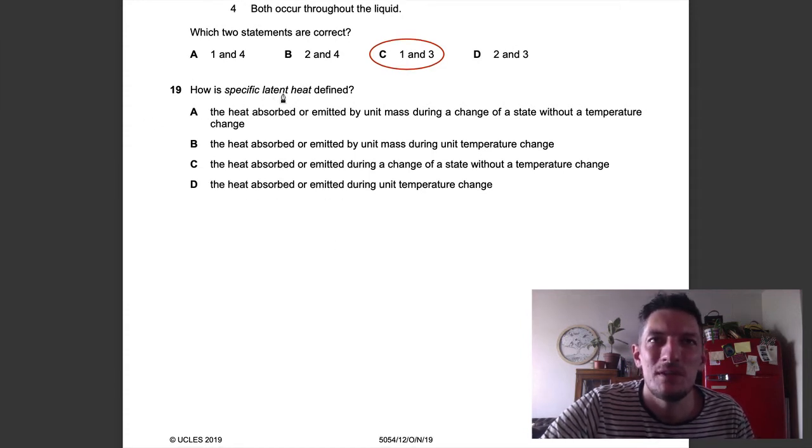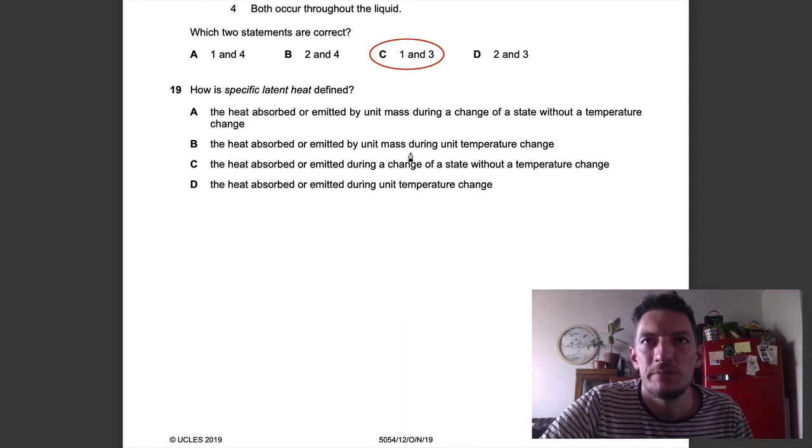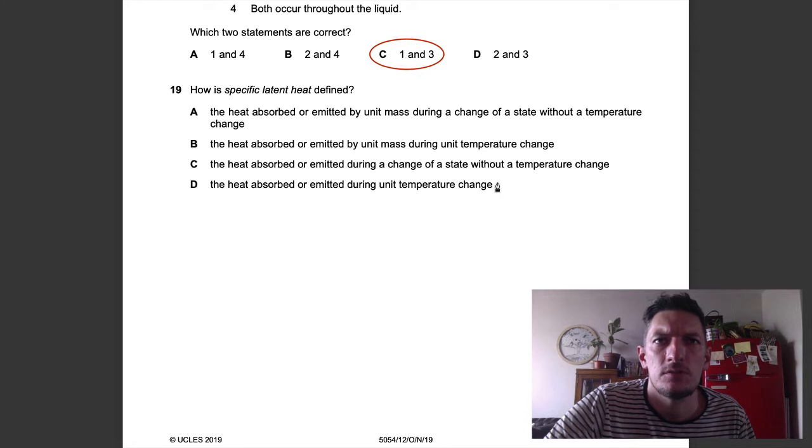How is specific latent heat defined? Let's read through them. The heat absorbed or emitted by a unit of mass during a change of state without a temperature change. The heat absorbed or emitted by a unit mass during temperature change. The heat absorbed or emitted during a change of state without a temperature change, but not per unit mass. The heat absorbed or emitted during a unit temperature change.